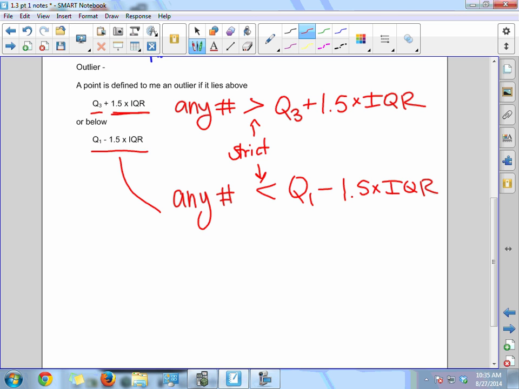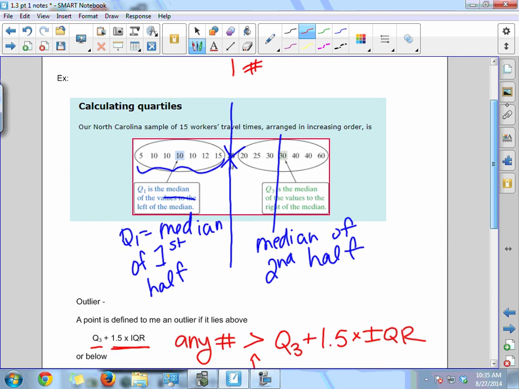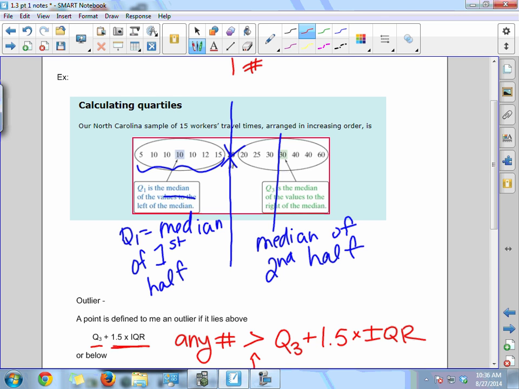So let's take a look at a data set. Let's take a look at this data set up here that we just did. And we already know Q1 and Q3. I haven't seen a graph of this data yet, but let's check and see if we have any outliers. 60 is a little above everything else. I'm not quite sure if it's going to be above enough to make it an outlier.